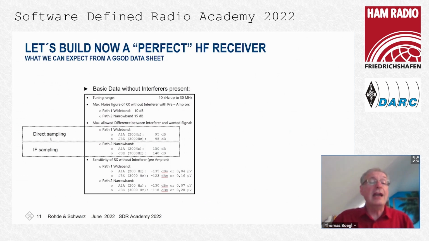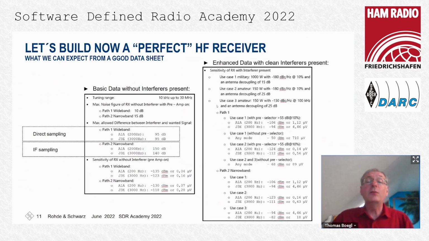You can see, the IF sampling concept can go up to 150 dB, roughly in this order of magnitude, while the direct sampling receiver, if the interferer is present at the A to D converter, is roughly in the order of 95 dB. Probably a few dB more, a bit less, but this is a rough order of magnitude. And if no interferer is present, both will have a really nice sensitivity, 0.1 microvolt or even a bit less. The difference is shown if we have the use cases. And here we have our 3 use cases from the previous slides again.